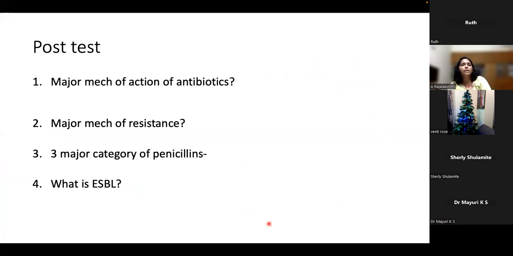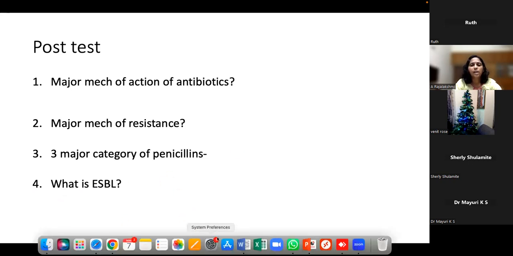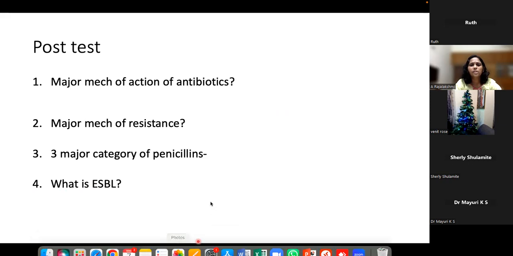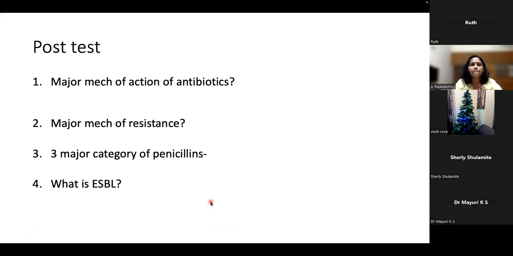So with that, I will come to the post-test. I know it's a very difficult topic, and thanks for listening. And coming to post-test, I think you can now use the chat box to answer each of these. Can you please answer the major mechanism of action? You can either unmute and answer or put it in the chat box. Meanwhile, I will answer this question.